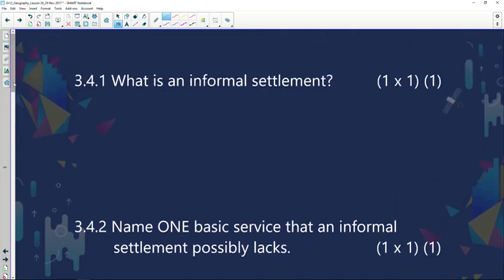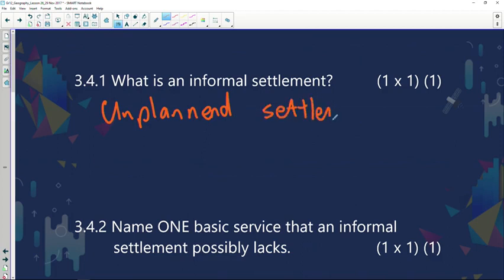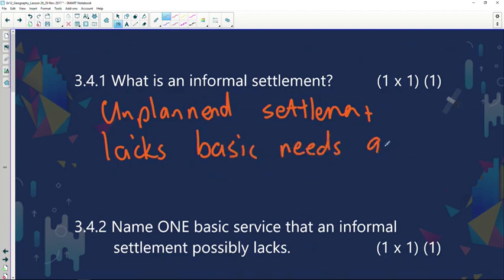What is an informal settlement? Okay, we can say it's an unplanned settlement that lacks basic needs and services.